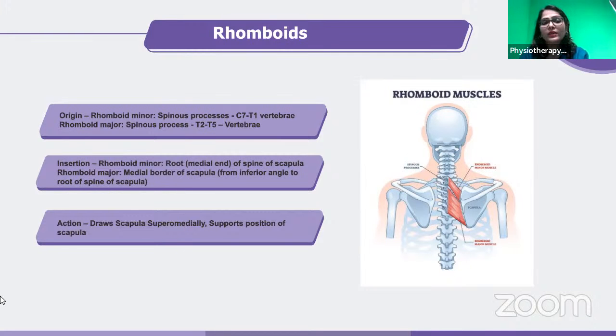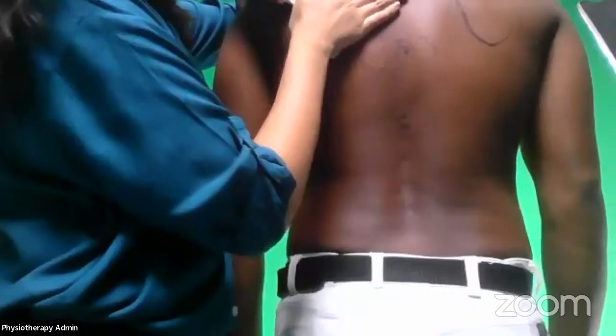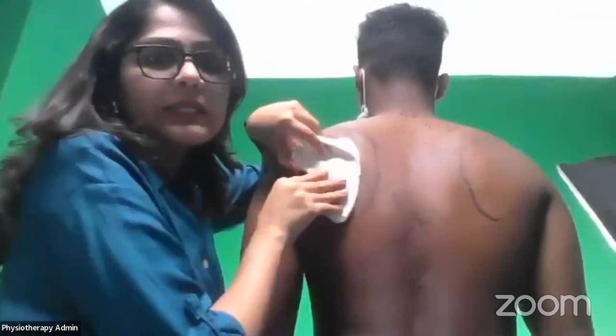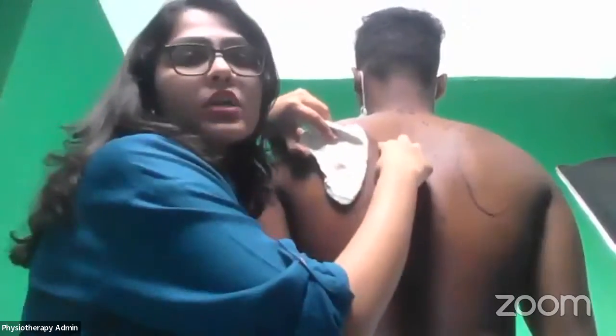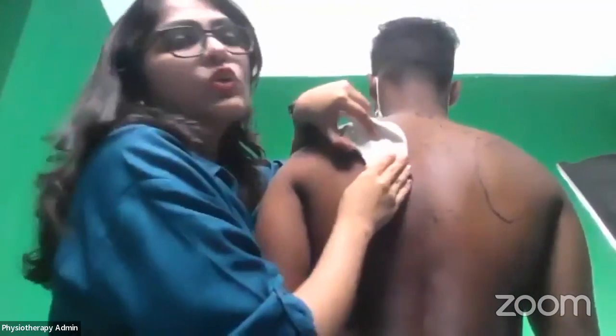So what happens when the rhomboid major or minor is pulling the scapula? It is taking the origin from here. It is getting inserted on the medial border of the scapula. So when this muscle contracts, it will pull the scapula superior medially like this, like the levator scapula. But more strongly, because it is a short muscle and it is closer to the scapula. That's why it will pull the scapula superior medially. This is how you have to learn the muscles.